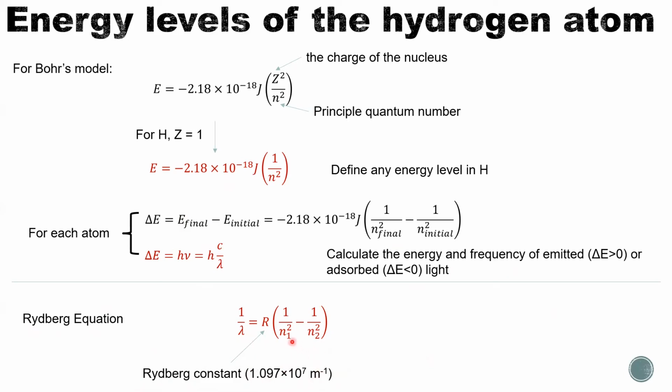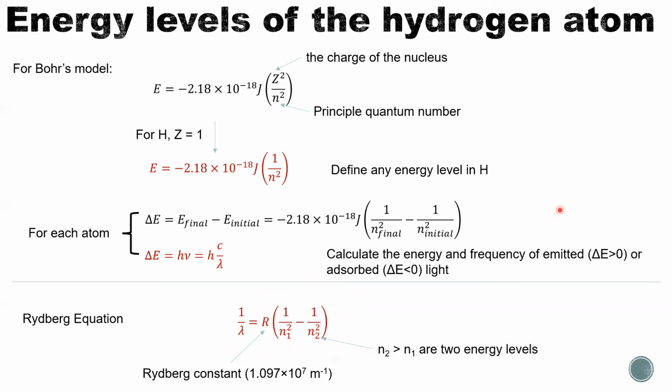For this n1 and n2, we need to make sure n2 is always larger than n1. If an electron is jumping from energy level 3 to 1, 3 is larger than 1, so n2 will be 3 and n1 will be 1. What it means is that when you plug in n1 and n2, the right side is positive. So you always have a positive wavelength.